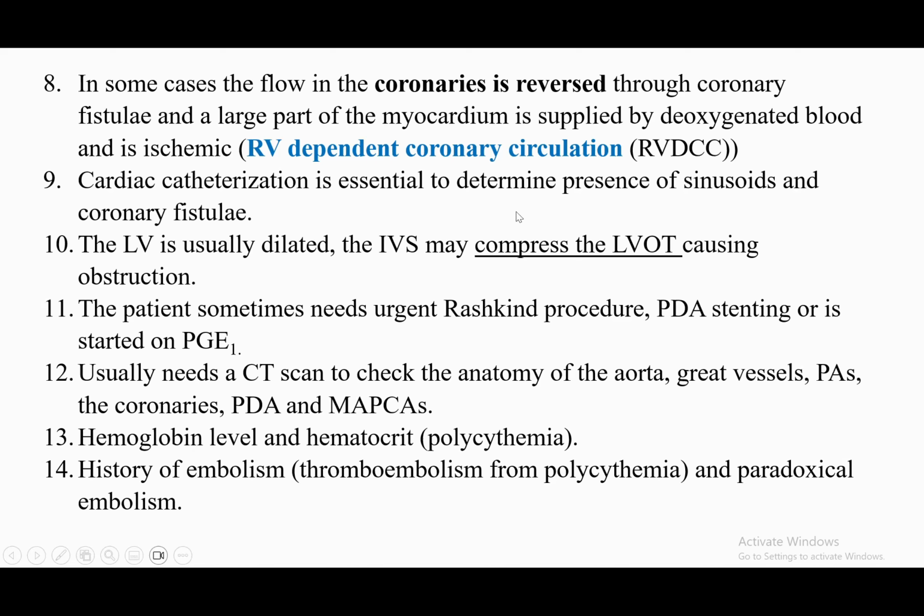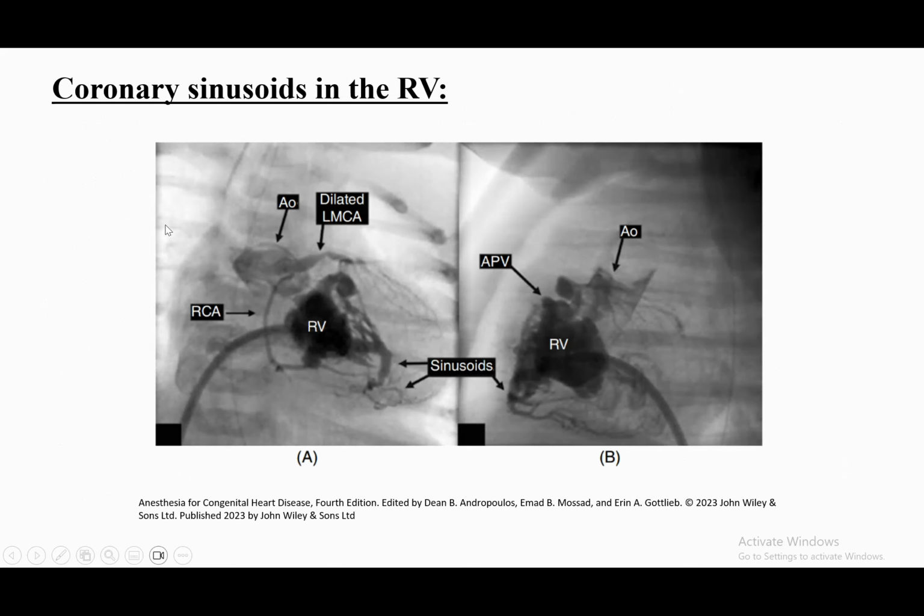Cardiac catheterization is essential to determine the presence of sinusoids and coronary fistula. This is a ventriculogram for the right ventricle. This is the catheter. They injected the contrast here, and the sinusoids appear here. These are the sinusoids. And if you notice, the contrast filled the sinusoids, and then they are filling the coronaries retrograde. These are the coronaries. So the blood supply of the coronaries is dependent partially on the high RV pressure.